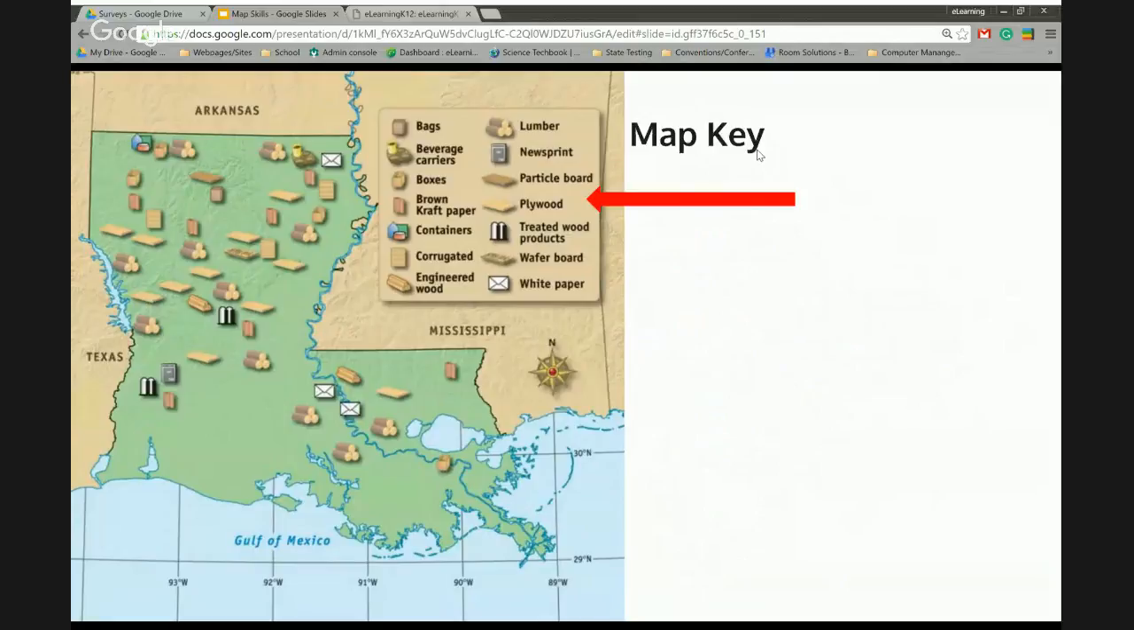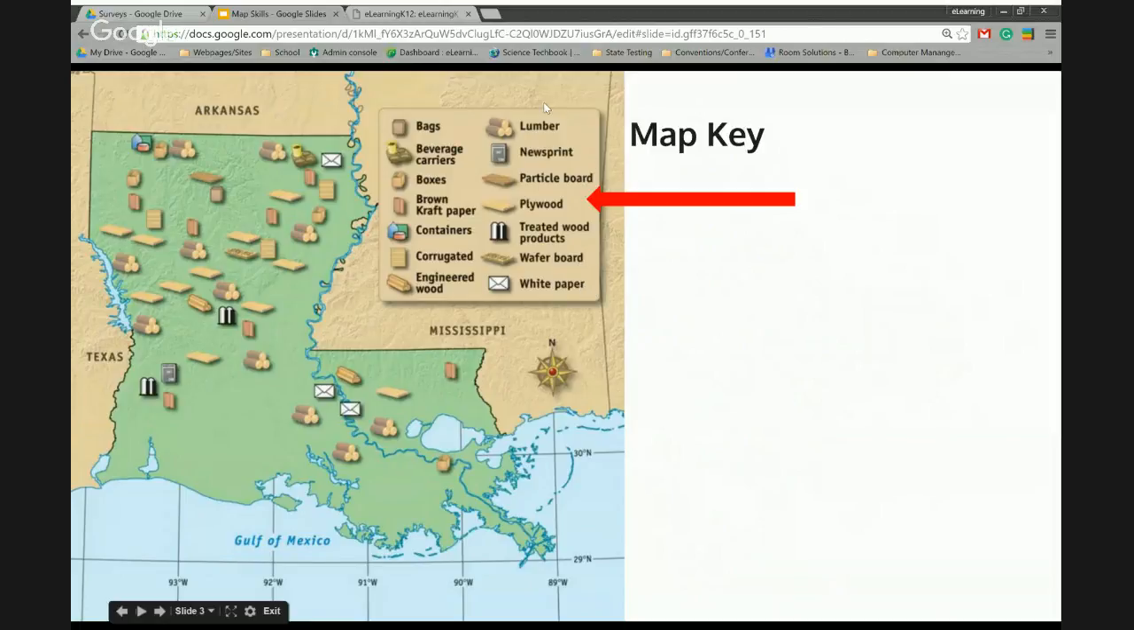So this is what we call a map key. Y'all seen this before? Every map that you're going to use is going to have a map key. That way you know what it's for. This one says bags, beverage carriers. That's those things if you go to a fast food restaurant and you don't have enough cup holders in your car. Boxes, brown craft paper, containers, corrugated. That's like cardboard, whenever you see the waffles kind of in the middle. Engineered wood, lumber, newsprint, particle board, plywood, treated wood products, wafer board, and white paper.